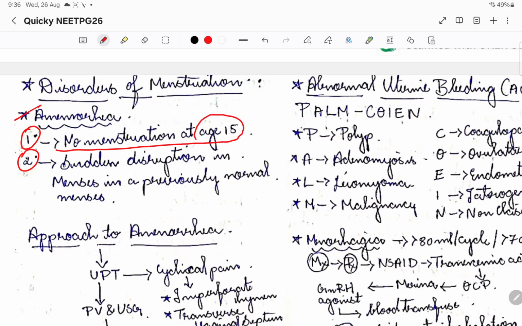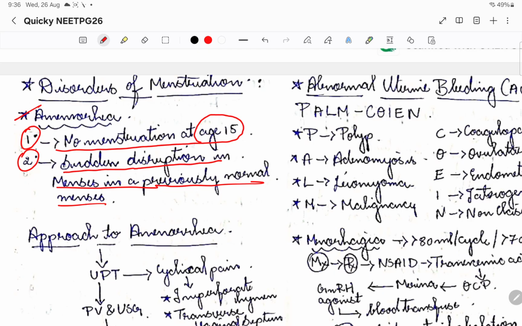at the age of 15. So basically we are talking about delayed puberty. That is what I was about to tell. Then the secondary is basically that menstruation has happened, but there is sudden disruption in the menses in a previously normal menses.